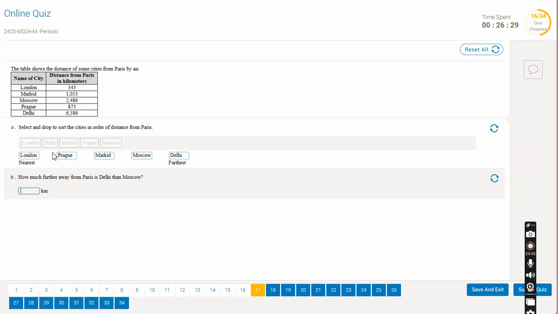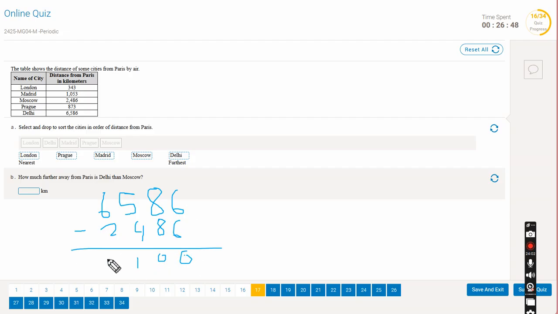The next one, what is the answer, is how much further is Delhi than Moscow from Paris? You just subtract them. So when you subtract them, what do you get? 6586, subtracting 2486. 6 minus 2, 4, 4100.